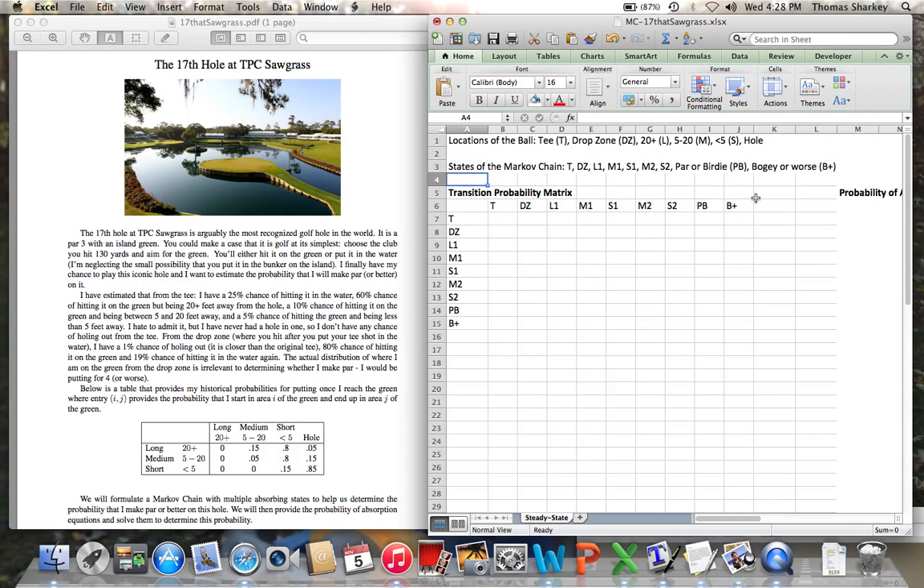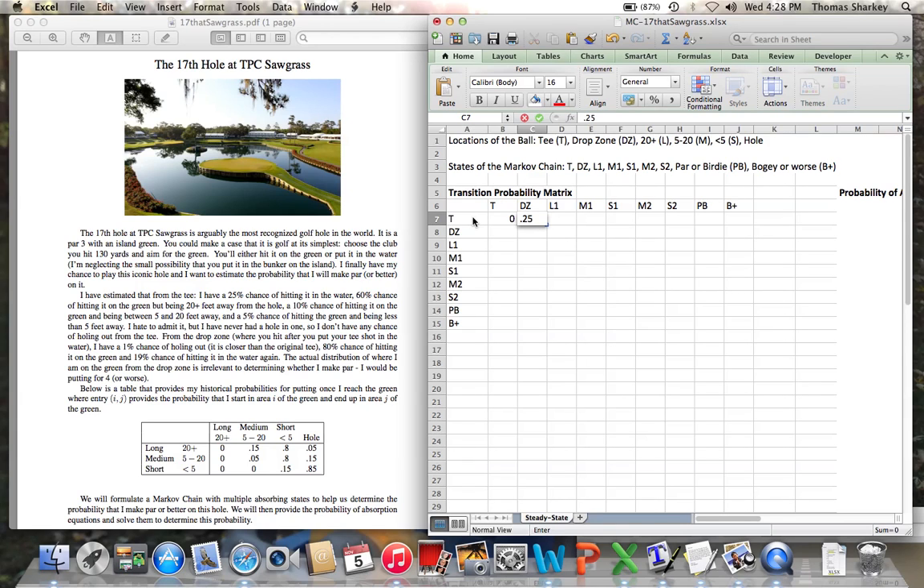So we have our states, and now what we need to do is define the transition probability matrix. So basically for each state, we need to determine what our transition probabilities are to every other state. So let's start with the T state and figure out the probability that if I'm in the T state, I end up in the various other states. I have no chance at being on the tee after I take 1 shot. So the transition probability from T to T is 0. Now I do have a positive transition probability of starting at the tee and ending up in the drop zone.